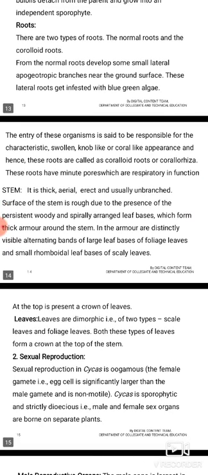Coming to sexual reproduction. Sexual reproduction is of oogamous type. The egg cell is significantly larger than the male gamete and is non-motile. Cycas is strictly dioecious, that is, the male and female sex organs are borne on separate plants.